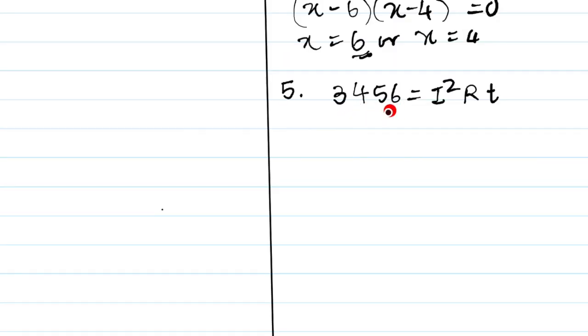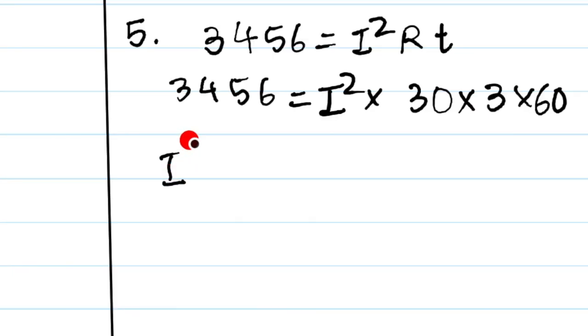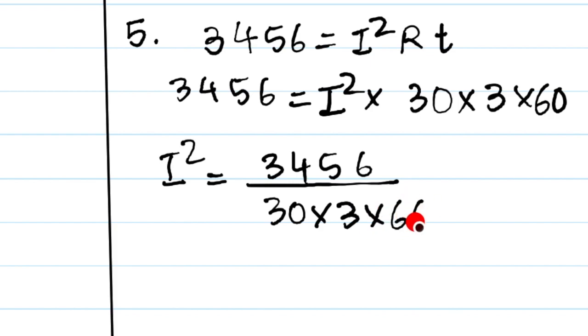So we write the heat, that is 3456, is equal to I squared RT. So 3456 will be equal to I squared into R, which is 30, into time, which is 3 minutes into 60 seconds. So our I squared will be equal to 3456 upon 30 into 3 into 60.